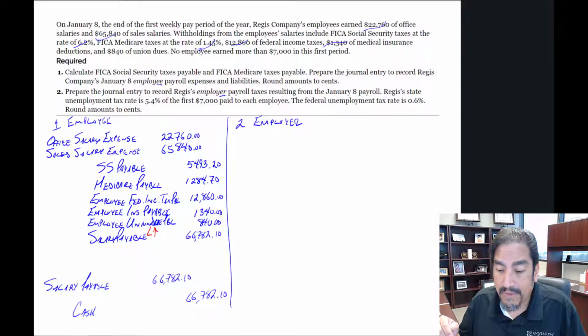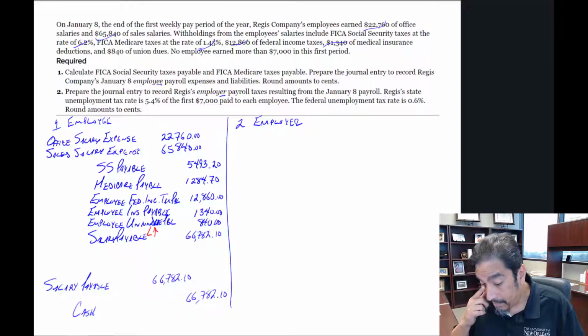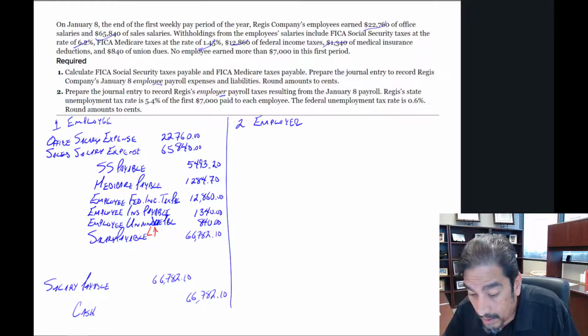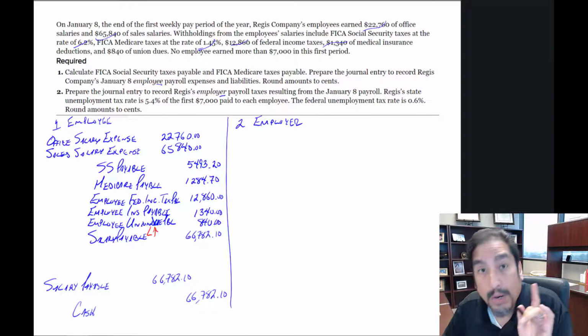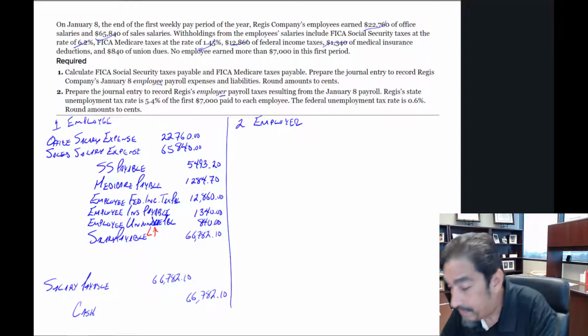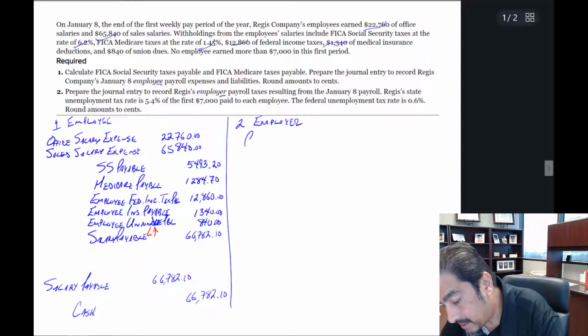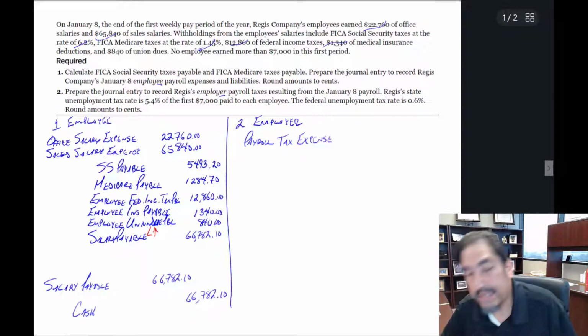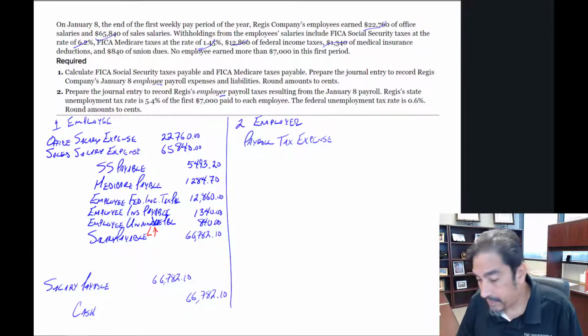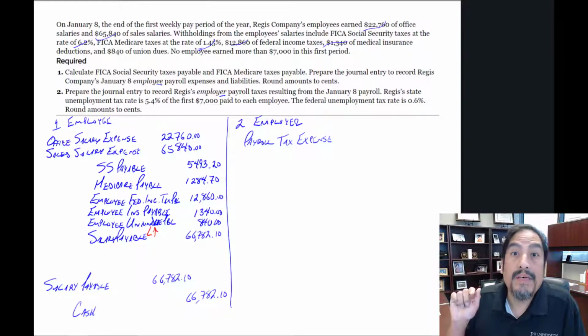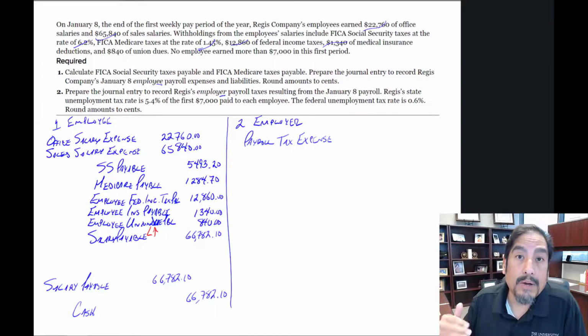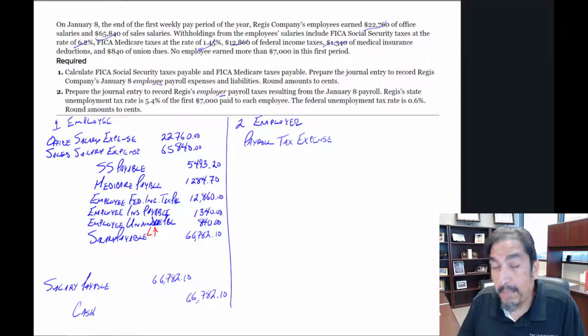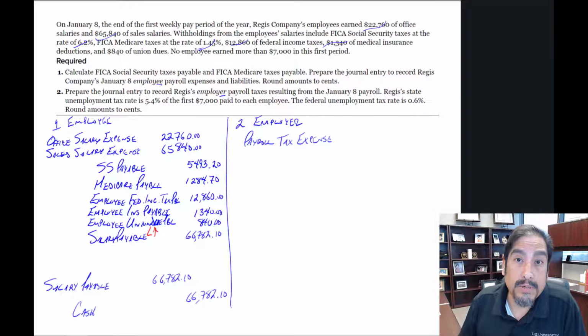And here they're asking for the employer piece. So our debit is going to be payroll tax expense. It's an expense account. We're increasing it. We do that with a debit. And this time, that's going to be our plug number. We're going to calculate all of the amounts that the company owes for payroll, and then add them all together, and that's what's going to be the expense part.